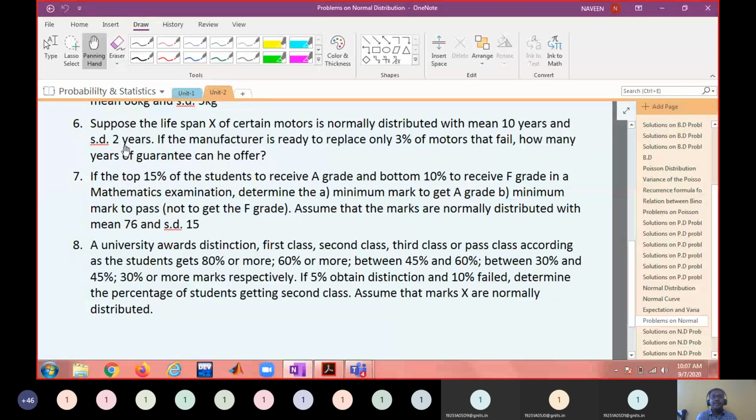This is very important for all problems in normal distribution. To find out the probability, we must be given the mean and standard deviation. If they are not given, first of all we should be able to find out those two, then only will you be able to compute the standard scores. From standard scores only you will be able to find out the probability. So always look for these two when it is given that X is normally distributed. They are given, fine. If the manufacturer is ready to replace only 3% of the motors that fail, how many years of guarantee can he offer?